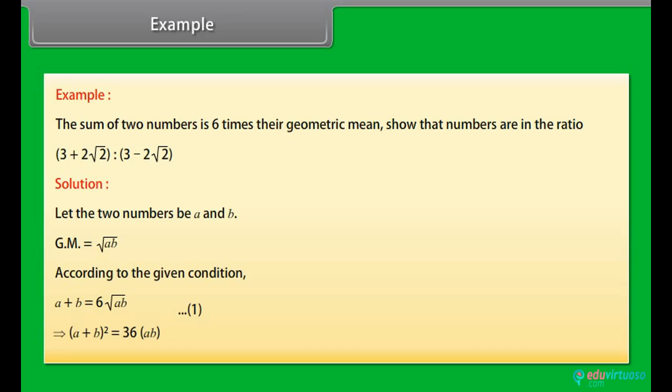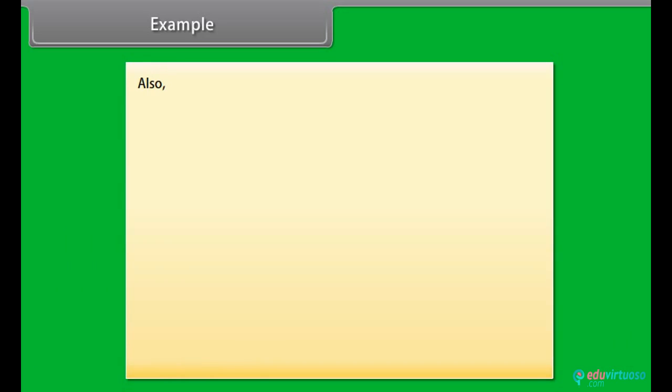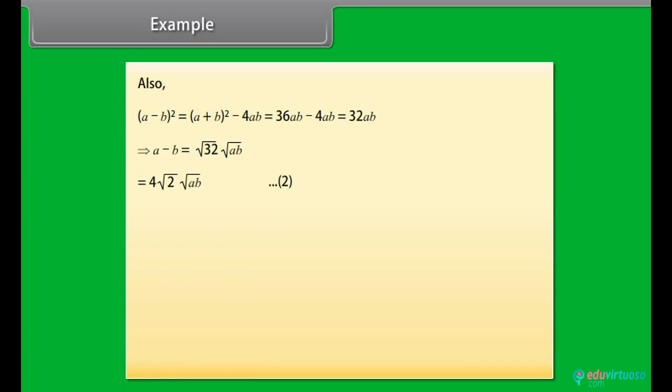It implies the square of a plus b is equal to 36 into ab. Also, the square of a minus b can be written as, and a minus b is equal to 4 into square root of 2 into square root of ab. Let it be equation 2.